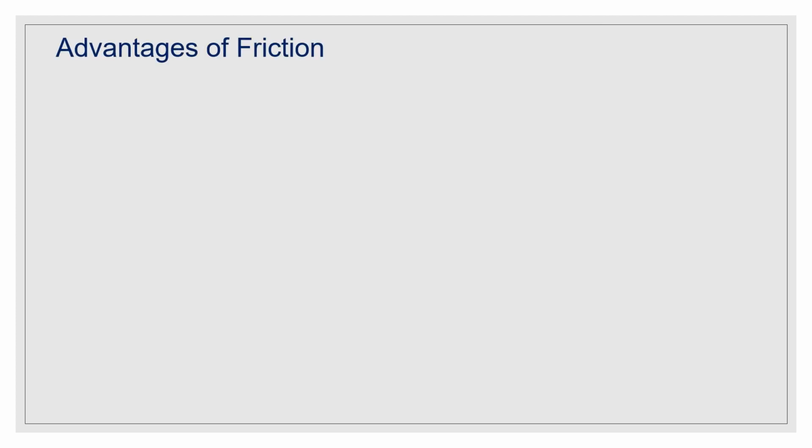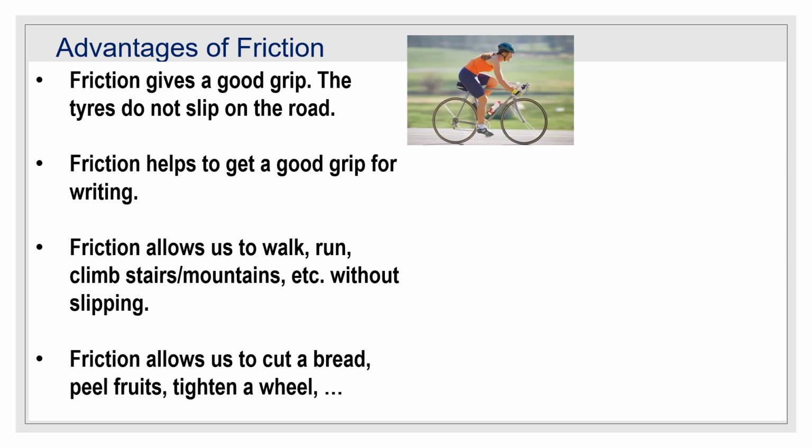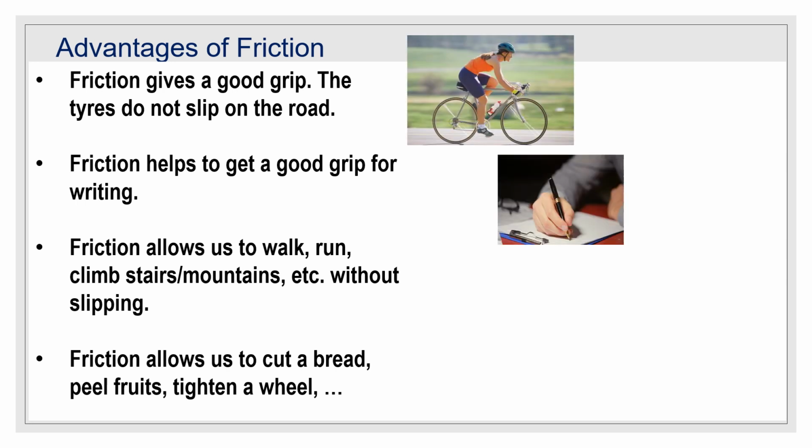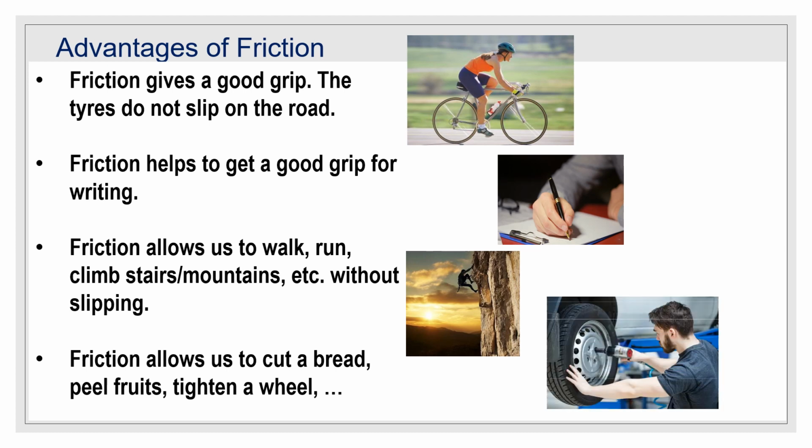Now let us see what are the advantages of friction. Friction gives a good grip. The tires do not slip on the road. Friction also allows us to have a good grip on the pen for writing. Friction allows us to walk, to run, to climb stairs, or even climb mountains without slipping. Friction allows us to cut a bread, to peel fruits, or even tighten a wheel, as you can see in the diagram.